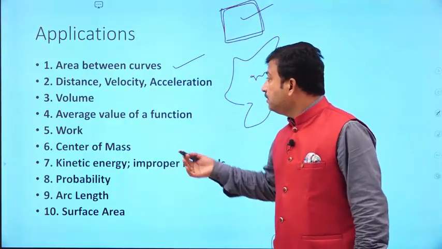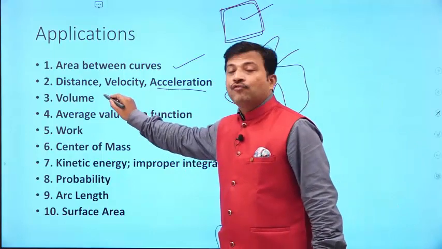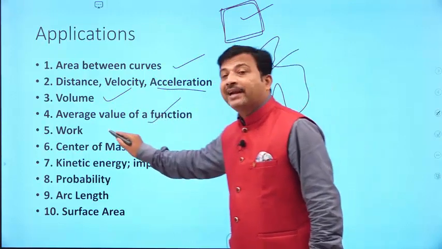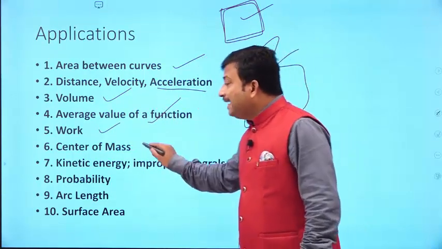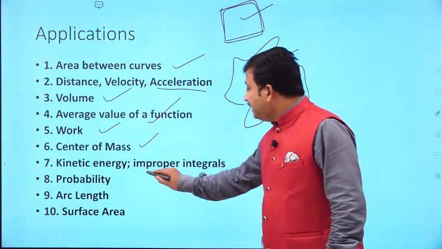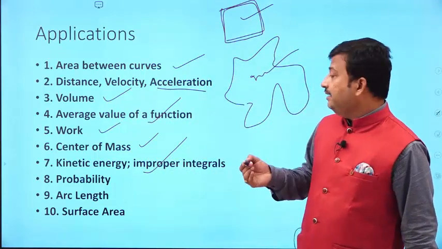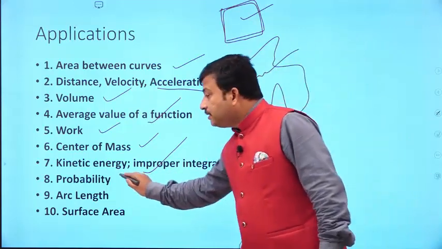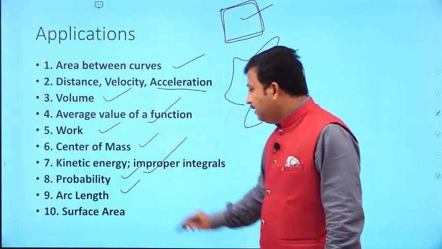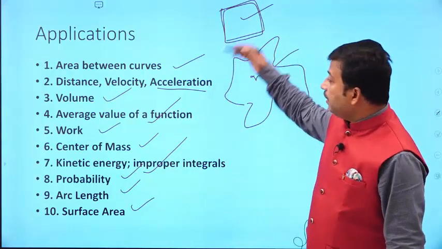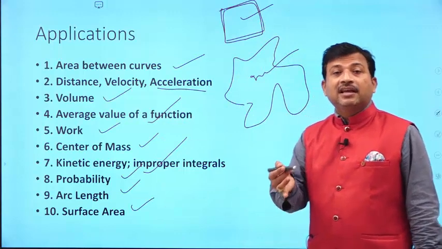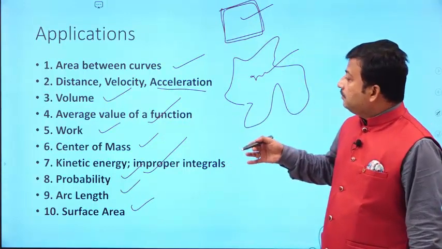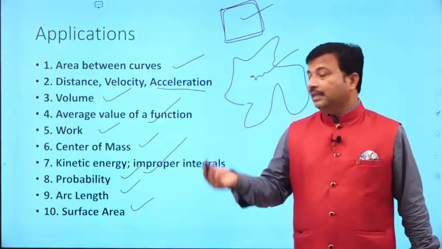Distance, velocity, acceleration, how to find the volume, average value of a function, work done by a force, center of mass, kinetic energy, improper integral. What is improper integral? We will discuss it when we come to the class. Probability, arc length, surface area. These are the different places where integration can be used. This application part we will discuss in another class.